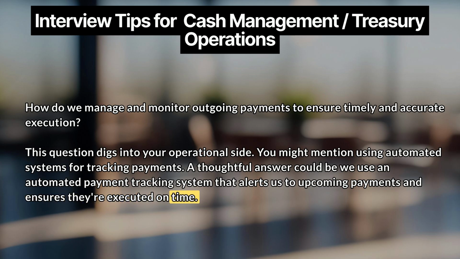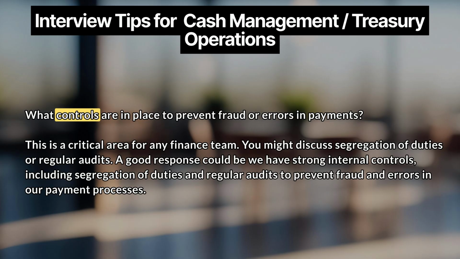they're executed on time. What controls are in place to prevent fraud or errors in payments? This is a critical area for any finance team. You might discuss segregation of duties or regular audits. A good response could be, we have strong internal controls, including segregation of duties and regular audits, to prevent fraud and errors in our payment processes.